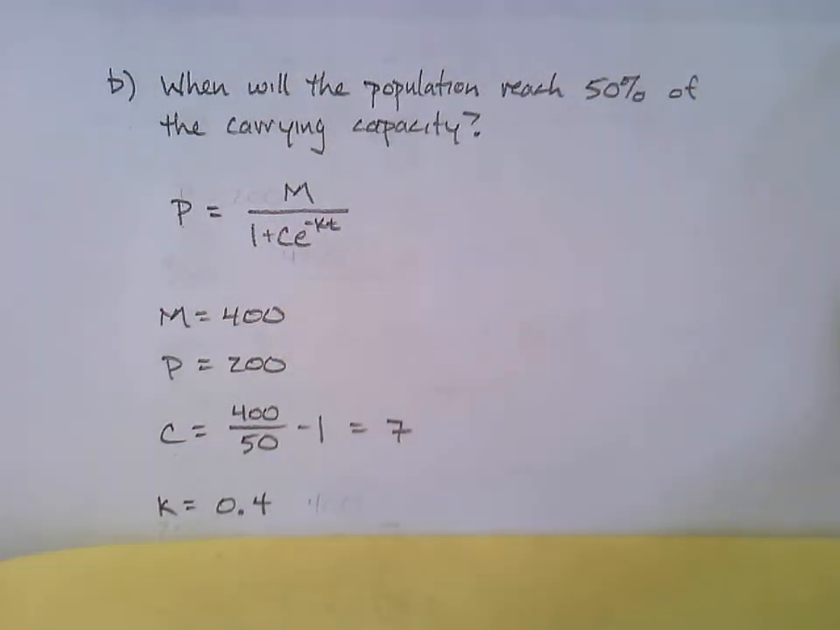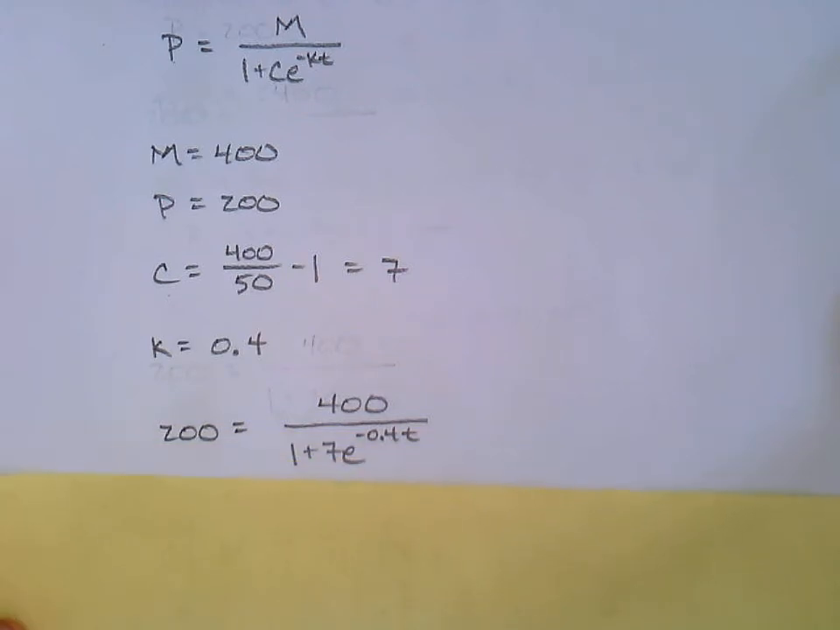And all right, I think we can go for it at this point. We can plug all those numbers in. 200 equals 400 over 1 plus 7 e to the negative 0.4 t. And of course, our job is now to solve for t. When will this population reach 200?